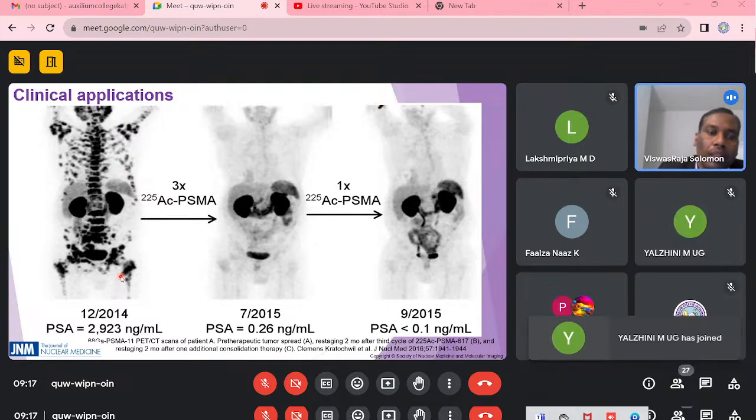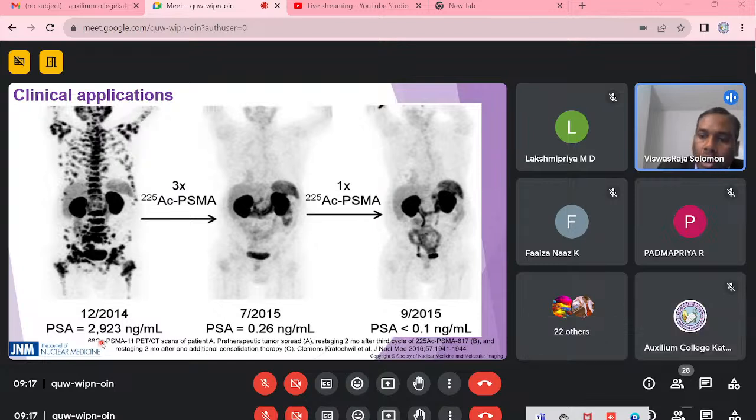See the prostate-specific antigen level. Before treatment, this patient had microgram per ml of antigen level. This is not good compared to the normal level. It should be 0.1 nanogram per ml. If it's higher, it's harmful to the patient. That's why he reached end-terminal cancer. After 1 dose, he became very normal. This patient can live life at least 10 years without any cancer relapse.